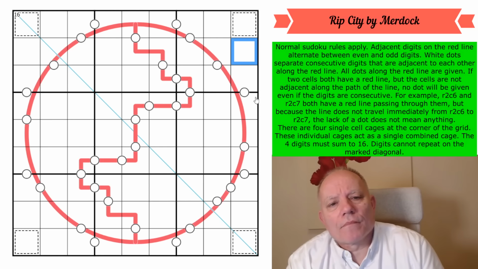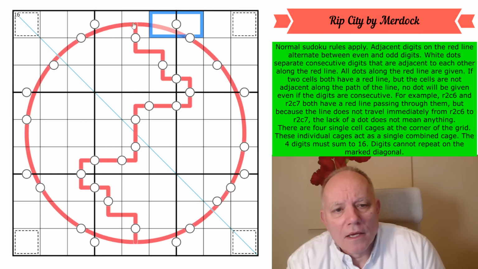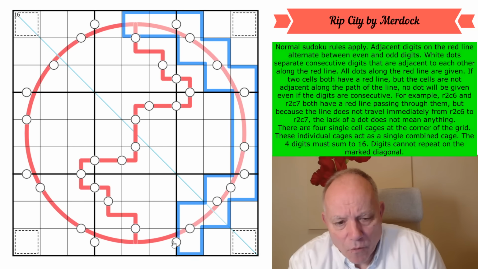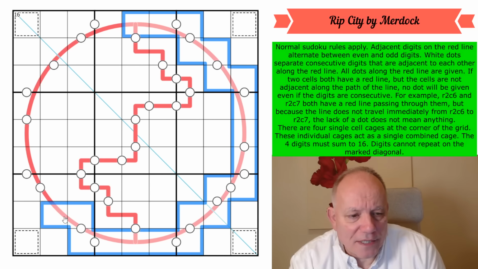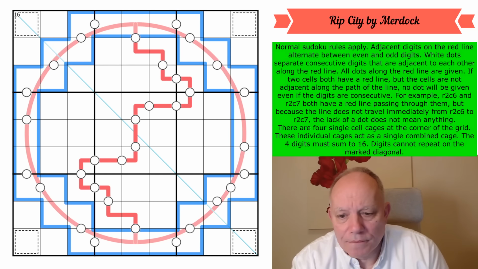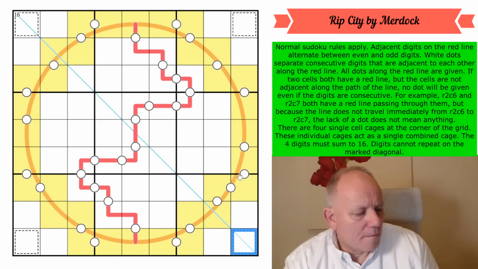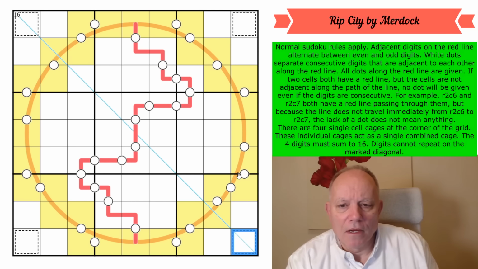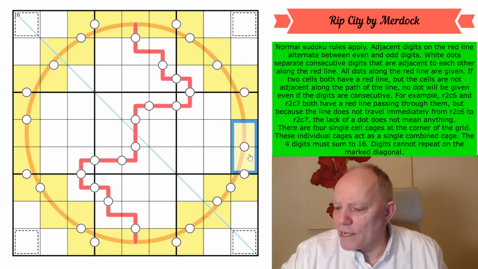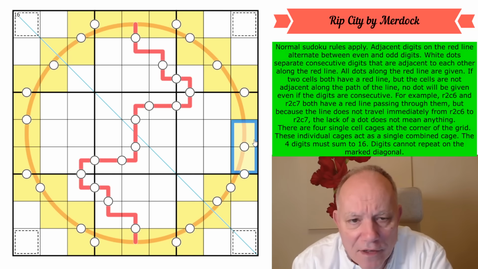So, that means, is this cell on the red line? Yes, it is, because it's on a white dot. So I think we could actually use that to clarify what cells are on the red circle. I mean, it's obviously easy to see what cells are on the red horizontal stroke vertical line. But that must be the red circle in terms of cells. And so the rule is that white dots are separating consecutive digits, but also that all possible white dots on a red line are given.